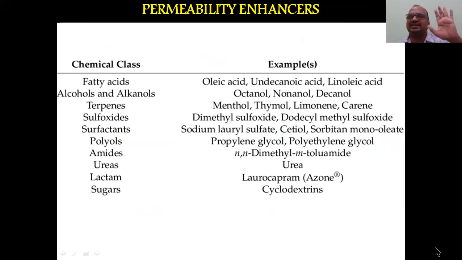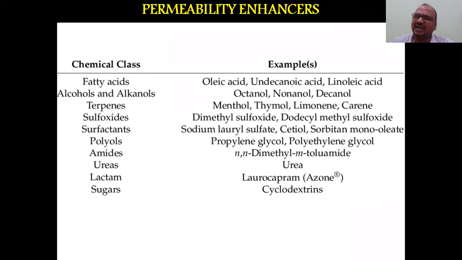There are a number of examples, see, oleic acid. These are the permeation enhancers. See, acyclovir, I told you it is a class 3 drug. When you combine acyclovir with oleic acid, octanol, or urea, any one of these, it improves the permeability. So your project will become a super success.